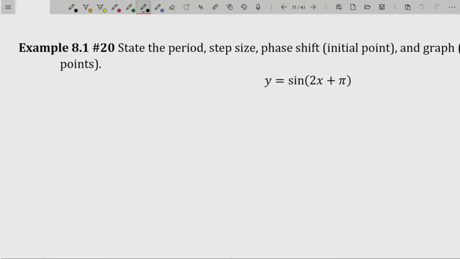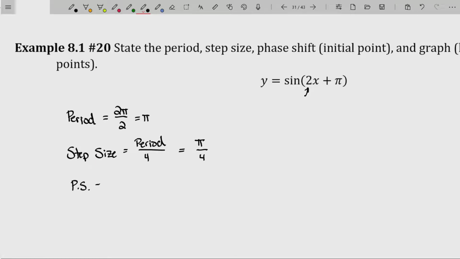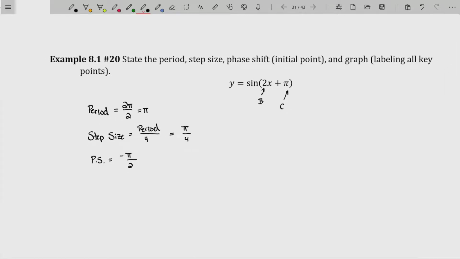Let's state the period. The period of this function is 2 pi over the coefficient of x. So the period is pi. The step size, on the other hand, recall, is just the period divided by 4. Period over 4. So that's going to be pi, because that's the period, divided by 4. The phase shift is equal to negative c over b. There you go. See, I did it mechanically. Negative pi, negative c, that's c, over b. There you go. So that being done, there's no vertical stretches or compressions, nor is there a vertical shift. So we can actually graph, labeling all key points, this function.